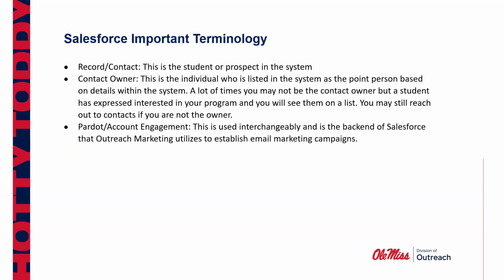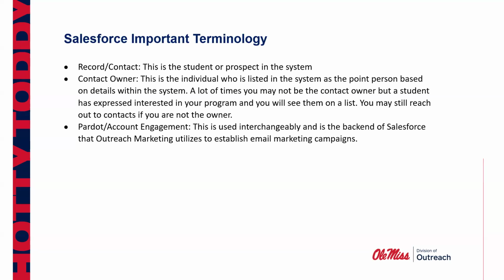Contact owner. This is the individual listed in the system as the point person based on the details that are provided in the system. It's important to note that a lot of times you may not be the contact owner, but a student has expressed interest in your program and you'll see them on a report or a list that you have access to. You can always reach out to the contact even if you're not the owner.